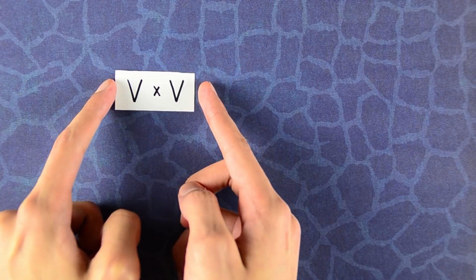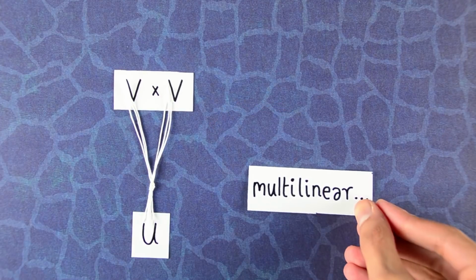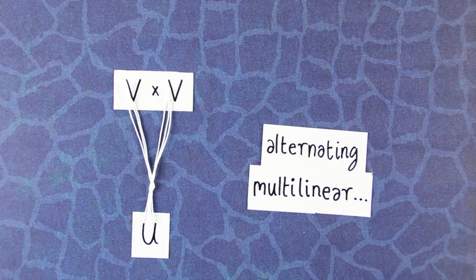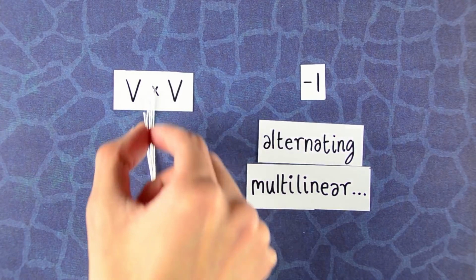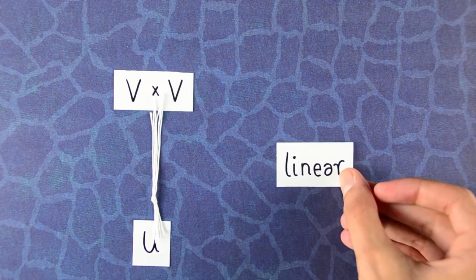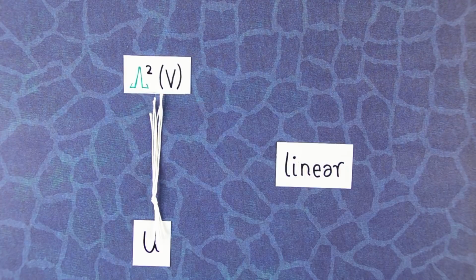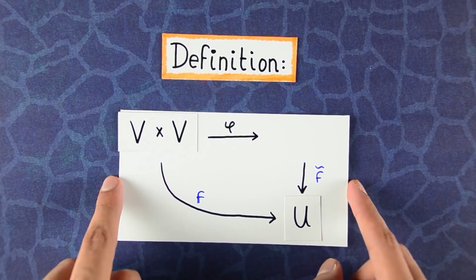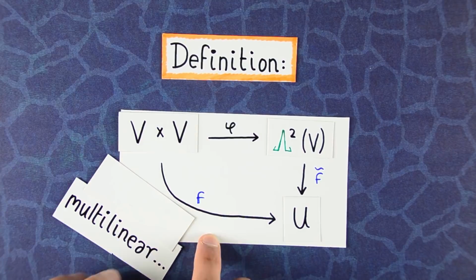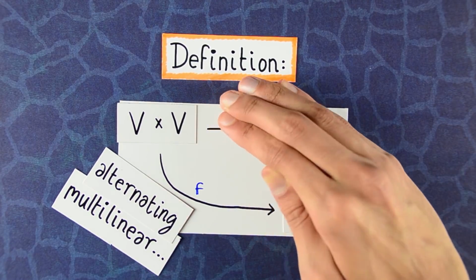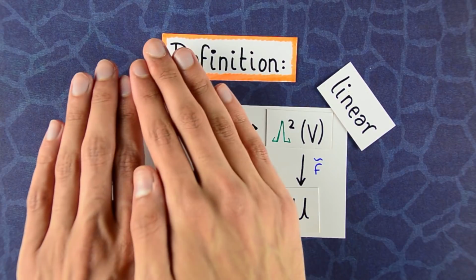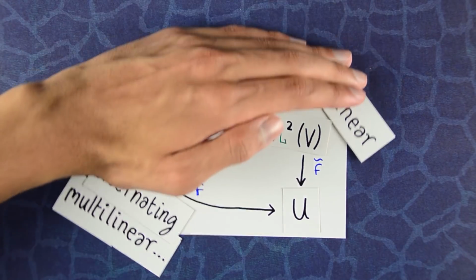Now, let's look at the exterior algebra. Take a multilinear map from V cross V into another space, U. But now, suppose the map is alternating. If you swap any two entries, you pick up a negative sign. You can consider this as a linear map from the space lambda squared of V. Just like the tensor product, the space is defined by its universal property. There's a fixed map phi, such that for any alternating multilinear function from V cross V into U, you can replace it by a unique linear function from this space into U.